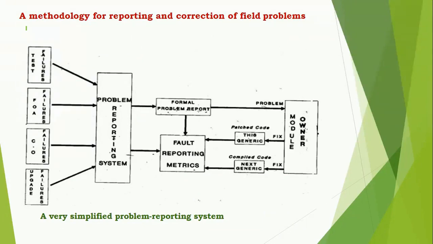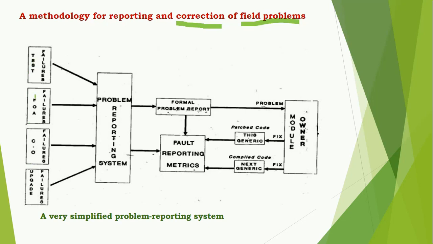The most expected question in this chapter is this: a methodology for problem reporting and correction of the field problems. When you have a diagram, it is very easy to explain. So, the simplified problem reporting system. As the name itself says, first you need to report the problem and afterwards you need to correct the problem also. Let us try to understand the blocks in the diagram.